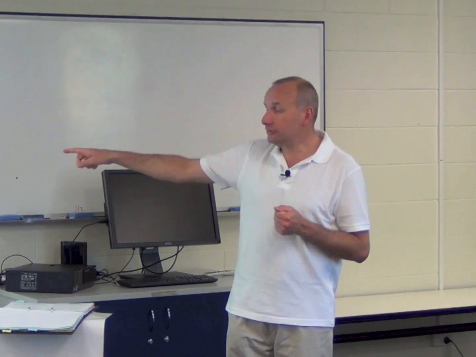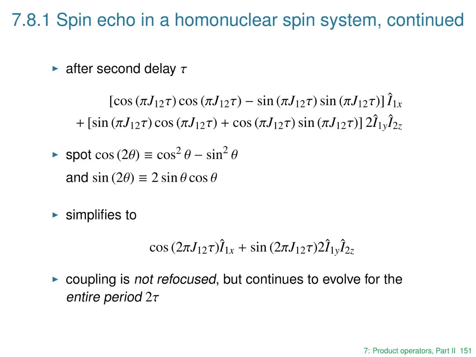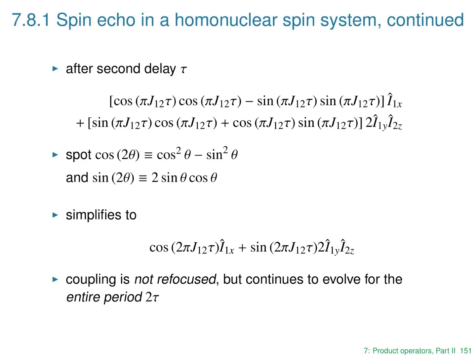The offset is refocused, because I said it was. The J coupling is not refocused. The result you get here depends on tau and it depends on J. So the J coupling is not refocused by this sequence. In fact, the J coupling basically continues to evolve for the entire time 2 tau. And that distinction in the spin echo between what happens to the offset and what happens to the coupling is extremely important in this theory. So we've shown here that what happens is the coupling evolves throughout and the offset is refocused.